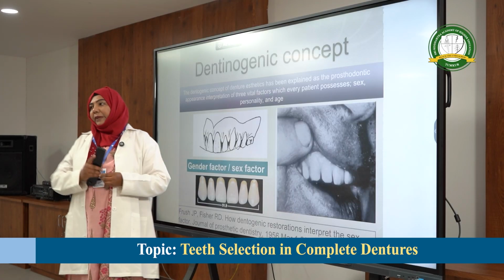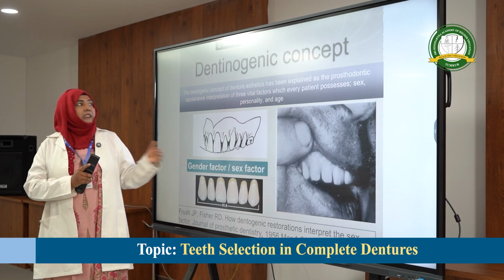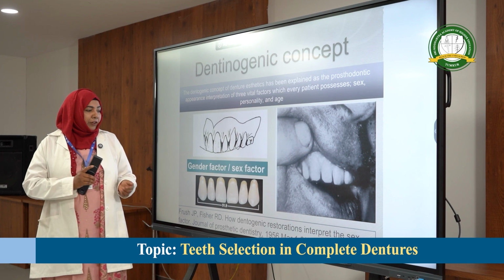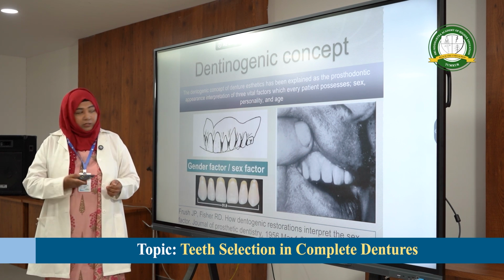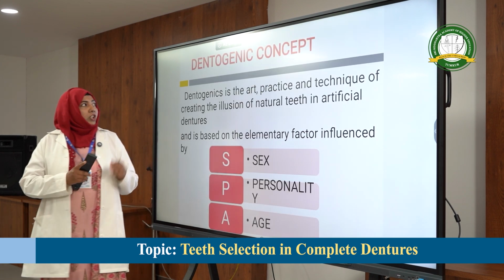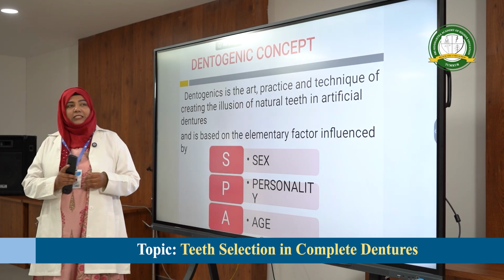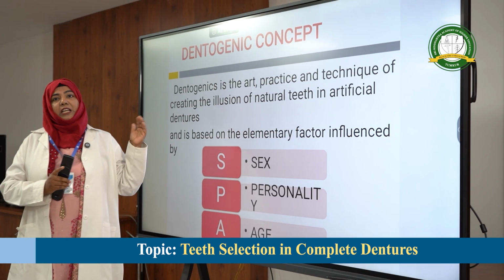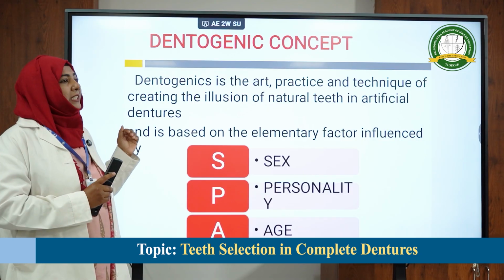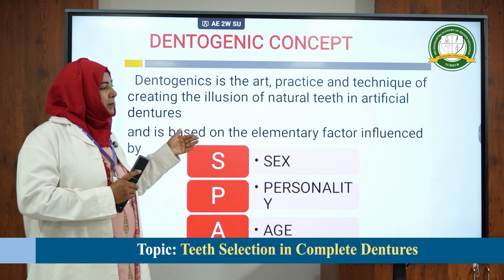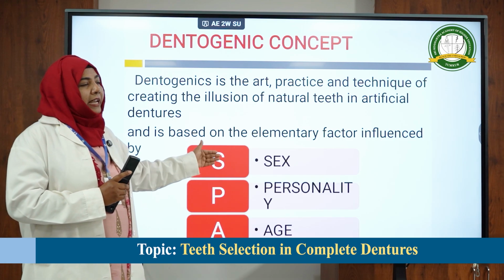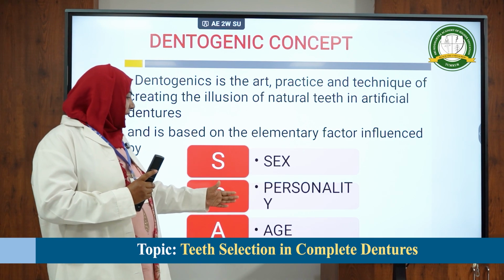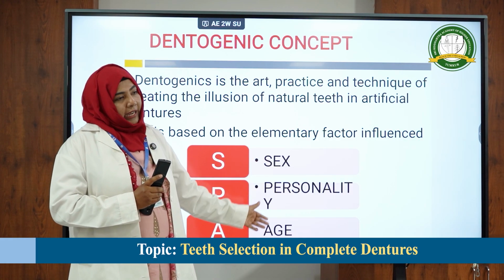Then the other method to select the form of the anterior teeth is the dentogenic concept, which was given by Frush and Fisher in the year 1956. What is dentogenics here? It is the art, practice and technique of creating the illusion of natural teeth in artificial dentures. This technique is based on the SPA factor, where S stands for the gender of the patient, that is sex, P stands for the personality of the patient, and A stands for the age of the patient.